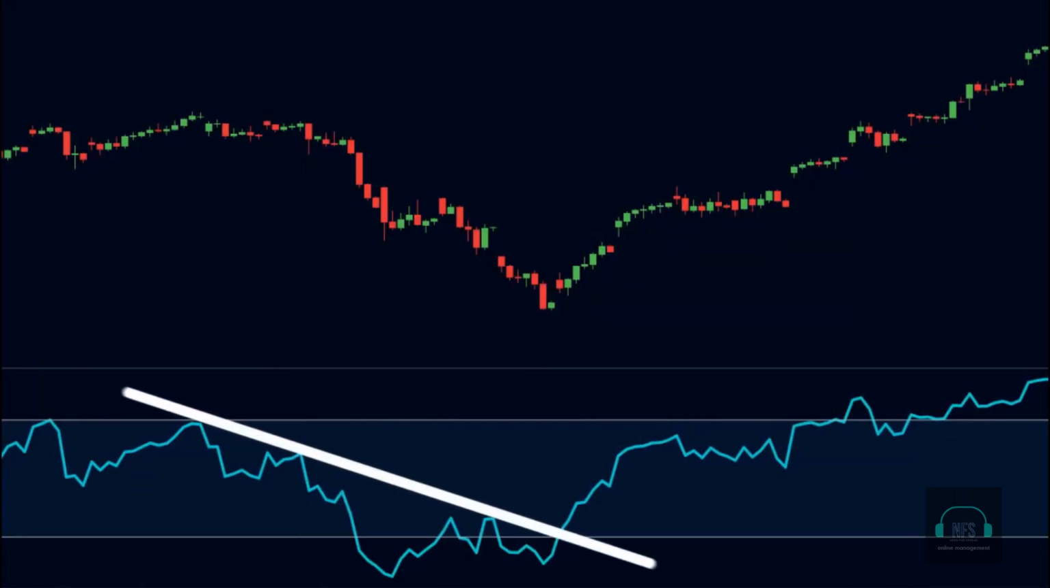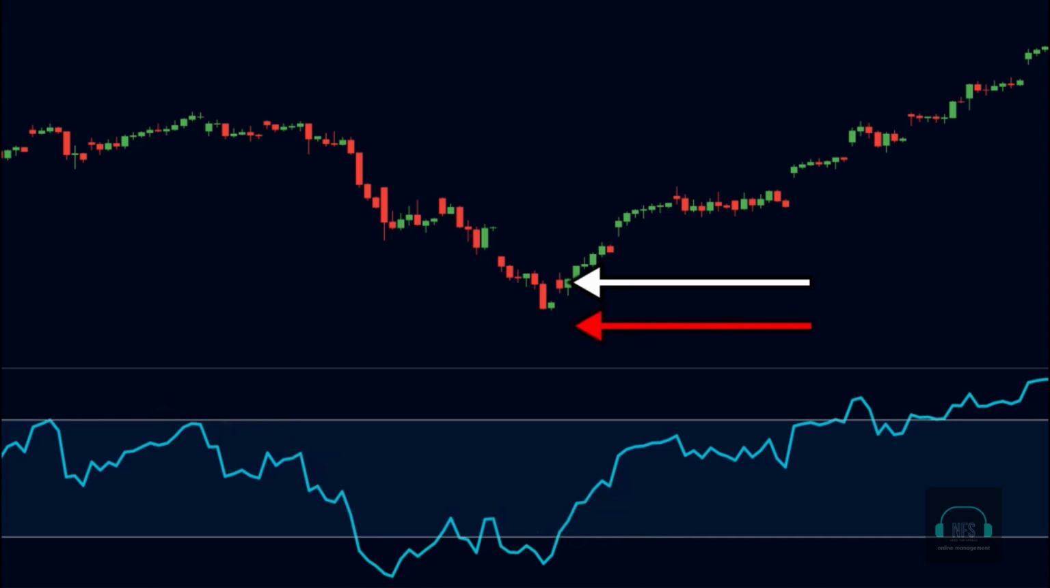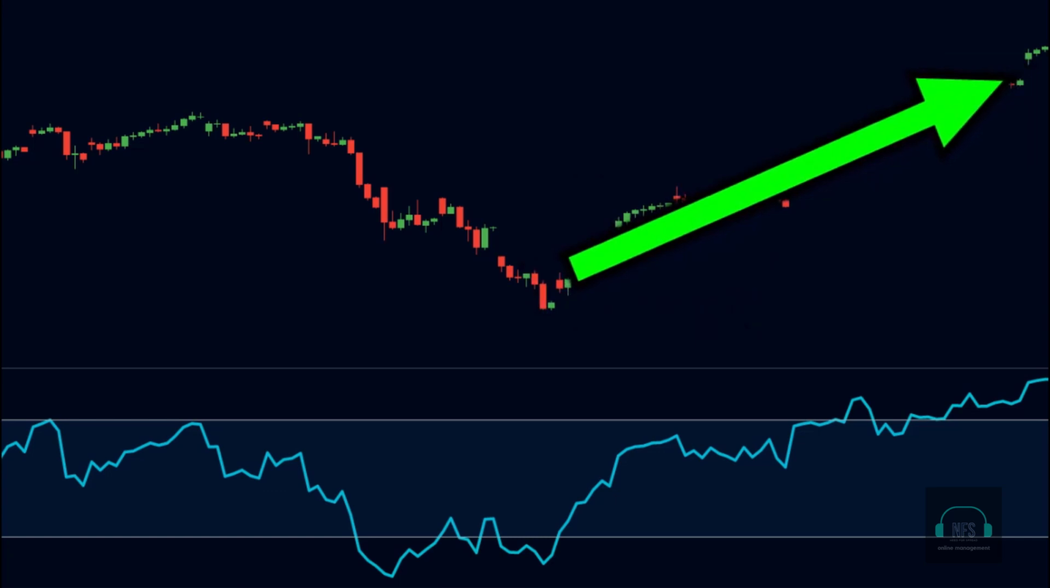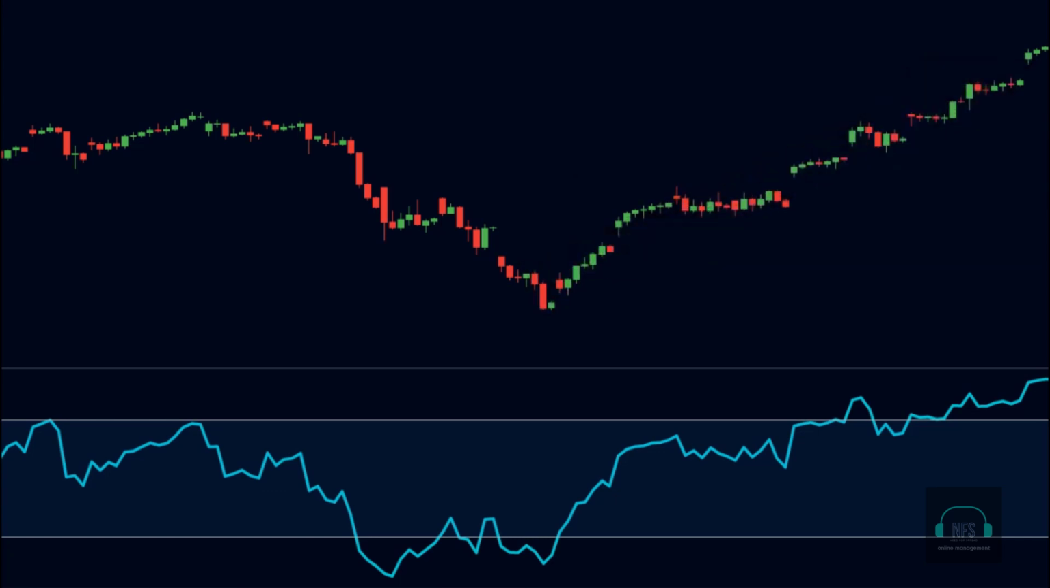We create a trend line on the RSI indicator and wait for its break. Here the RSI breaks the trend line, so we enter the market here. We can keep our stop loss below the recent swing low, and we can keep our targets at a 1.5:1 risk to reward ratio. As you can see, the price makes a strong up move after our entry.